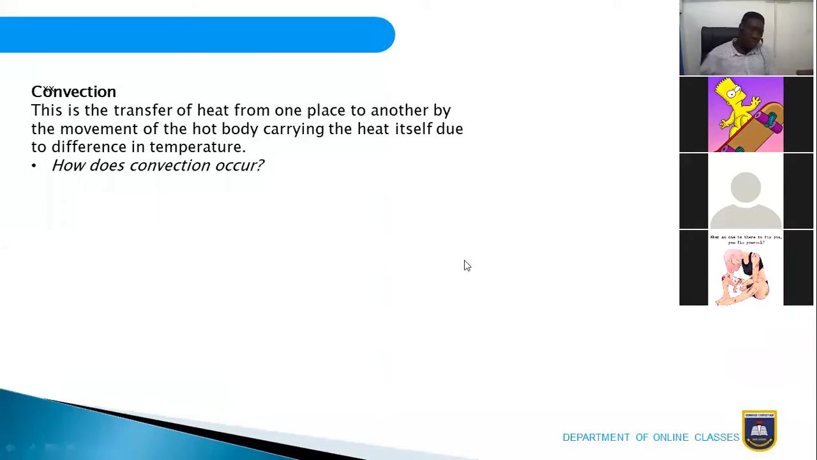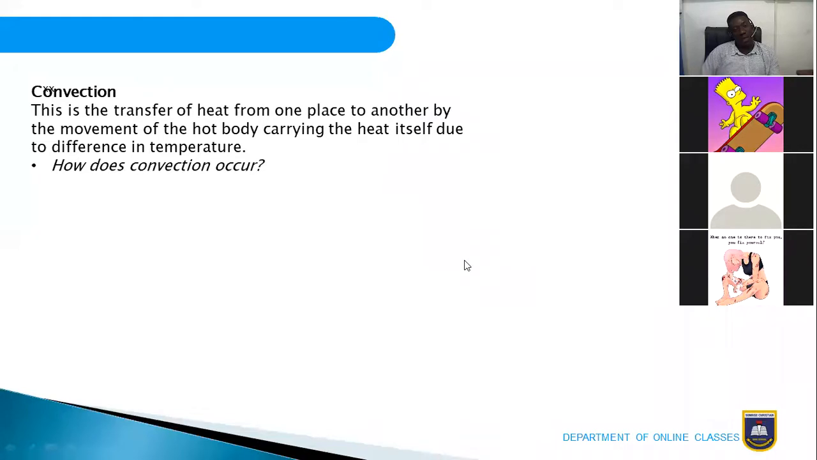So convection is a transfer of heat from one place to another by the movement of the hot body carrying the heat itself, due to difference in temperature. Due to difference in temperature.